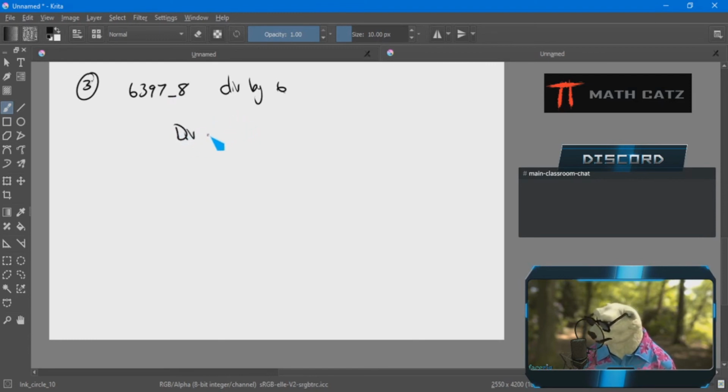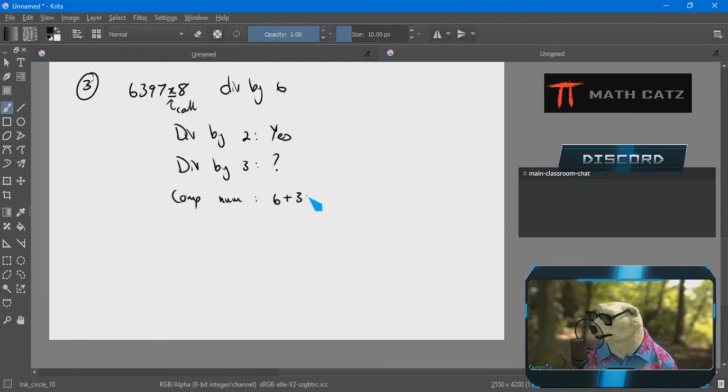All right? This number is already divisible by 2. By 2? Yes. So my only real question to answer is: is the number divisible by 3? So for that, I'm going to call the digit x, and my comparison number is going to be the sum of the digits. It is a 9 and a 7 and an x and an 8.